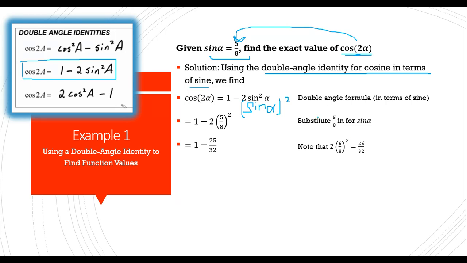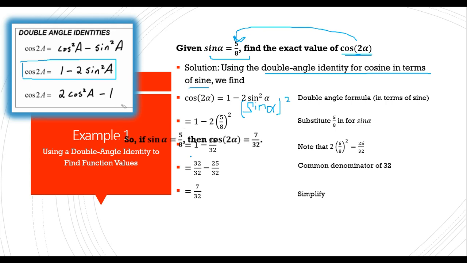Now, in order to perform this subtraction, I have a whole number minus a rational number. I need to have them with a common denominator. So 32/32 minus 25/32, getting a common denominator of 32. And bada bing, bada boom, 32 minus 25 is 7. So we get 7/32 as the answer for cosine of 2 alpha. The exact value of cosine of 2 alpha is 7/32. So if sine of alpha is 5/8, then cosine of 2 times that same angle measure is 7/32.